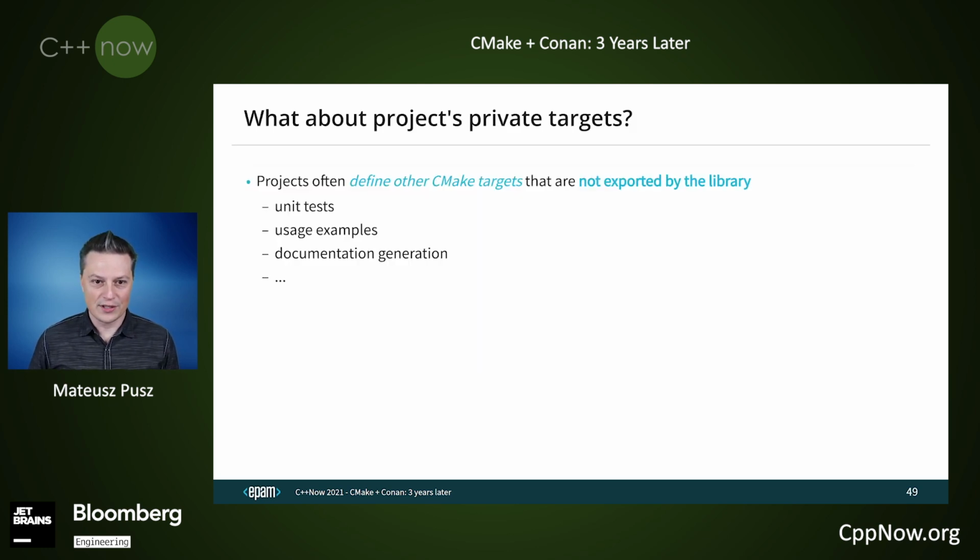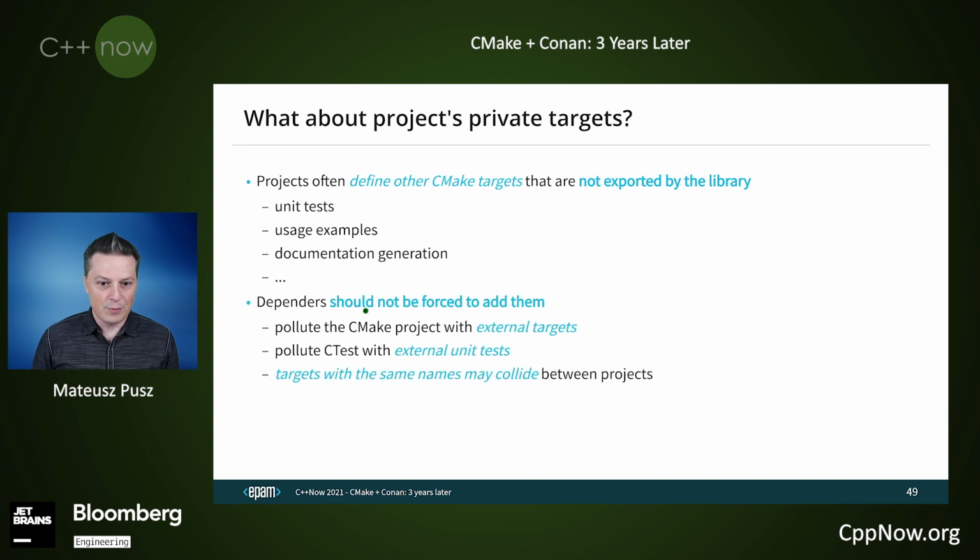What about private targets? Not exported ones. Unit test, usage examples, maybe some documentation generator, or maybe some sanitizers being run. Those should not be exported at all to your dependers if they will include you with add_subdirectory. They pollute the CMake project with external targets.